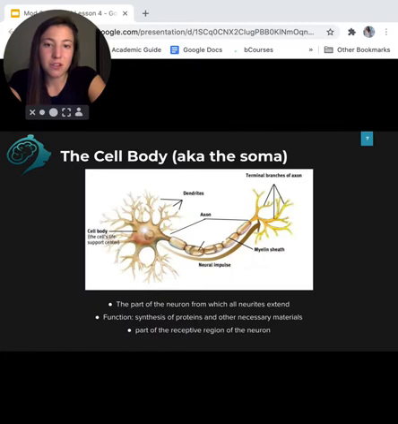So first we're going to talk about the cell body, which has the fancy name, the soma. It's responsible for synthesis of proteins and other material needed to keep the cell healthy and functioning. And it's typically part of the receptive part of the neuron, meaning it can receive information from other neurons. The cell body also contains organelles that are typical of other cells.